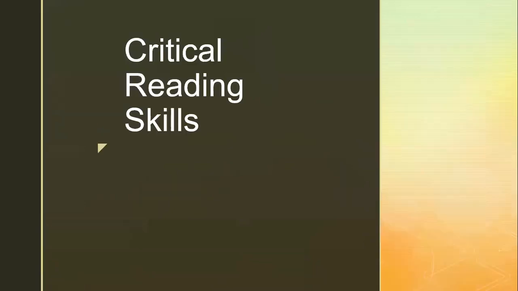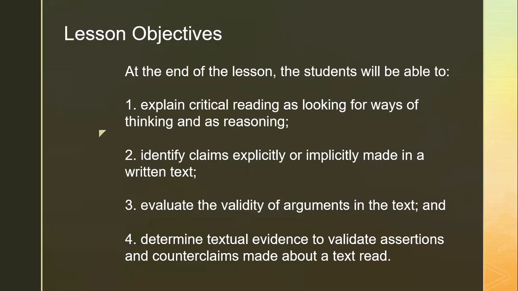So, the topic that I'm going to discuss for this video is about critical reading skills. Okay, lesson objectives. At the end of the lesson, the students will be able to explain critical reading as looking for ways of thinking and as reasoning, identify claims explicitly or implicitly made in a written text, evaluate the validity of arguments in the text, and determine textual evidence to validate assertions and counterclaims made about a text read.